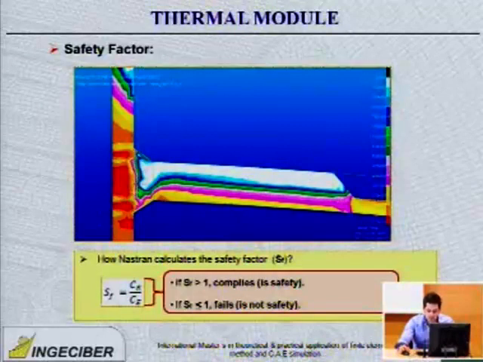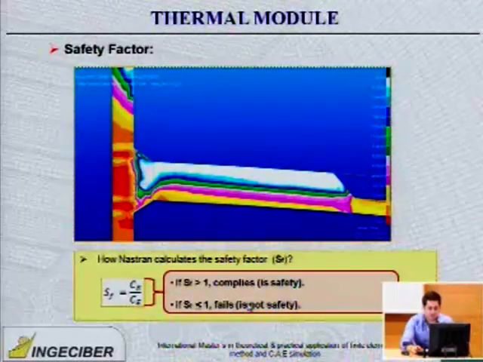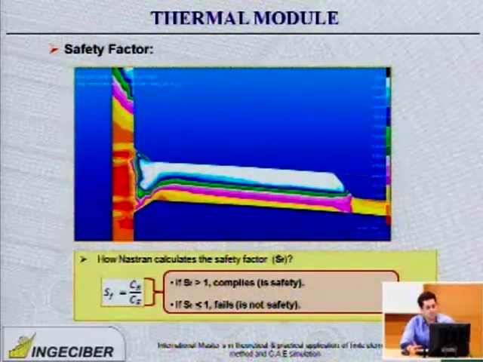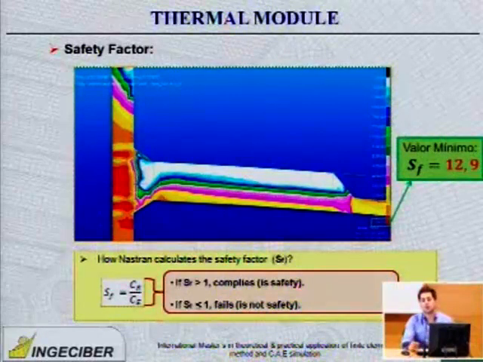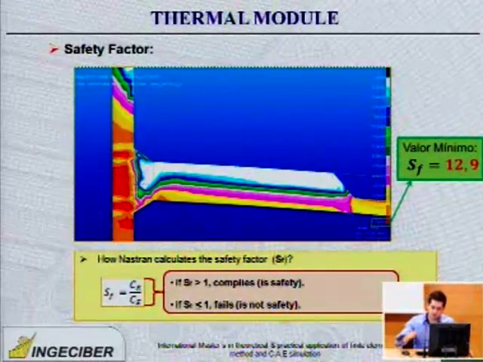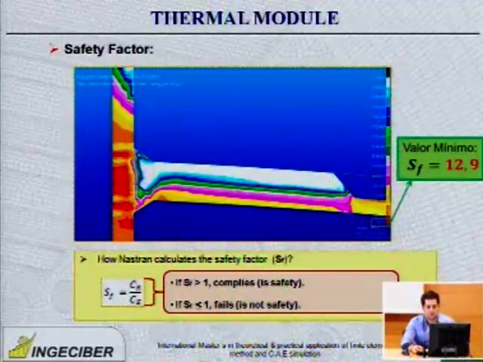And how could these values be interpreted? If this safety factor is higher than 1, it complies, so the structure is safe. And if the safety factor is equal to or lower than 1, the structure fails, which means that it's not safe. In fact, in this project, the minimum value is 12.9, so it's higher than 1. So the structure complies and is completely safe.